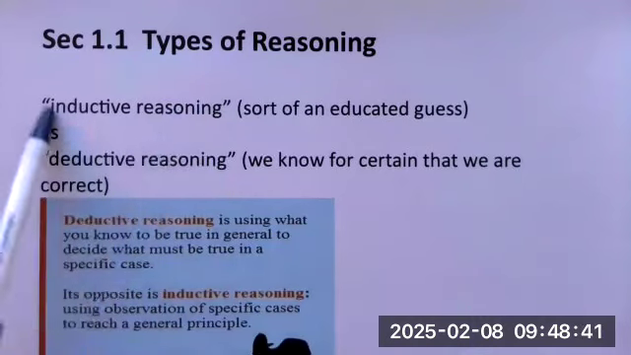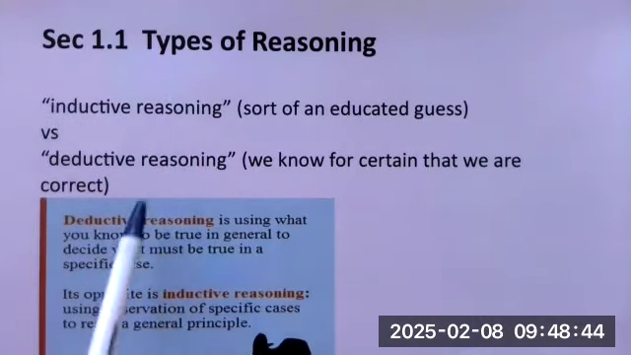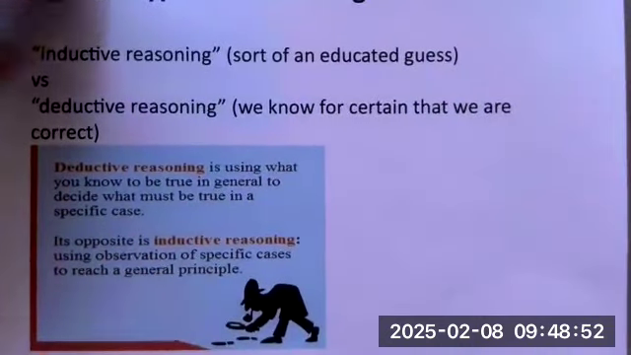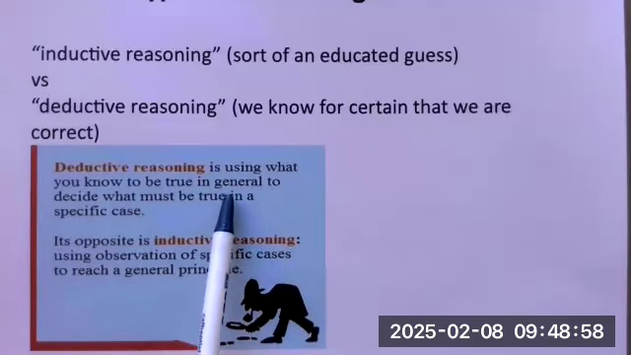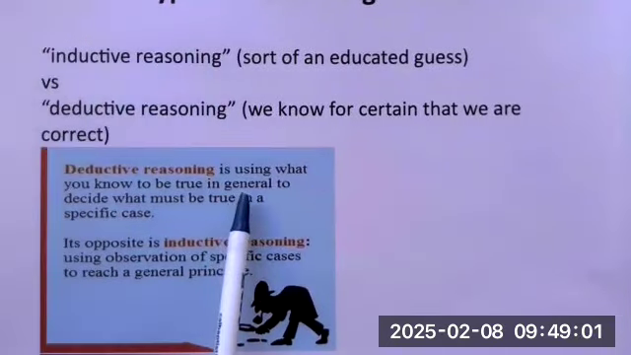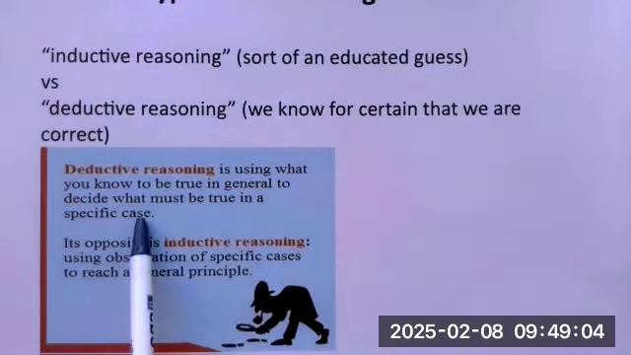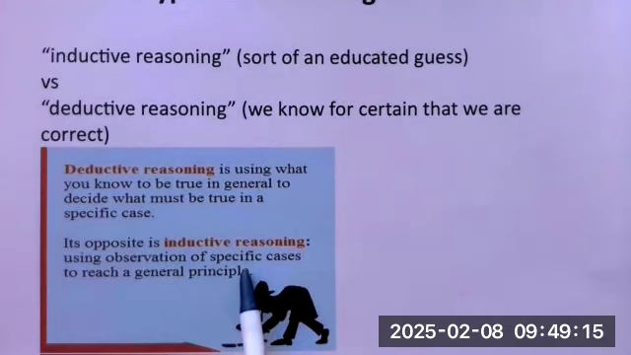Most of what we will be doing will fall in this category, inductive reasoning, although we will touch on deductive reasoning a little bit also. So again, deductive reasoning is using what you know to be true in general. These are things that have been established and we know they are already true, and we apply them to a specific case. Some people call this top-down reasoning. Inductive reasoning is using observations of specific cases or examples to try to reach a general principle. Some people call this bottom-up reasoning.